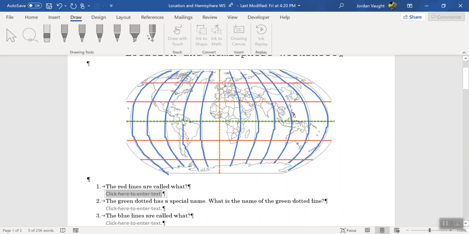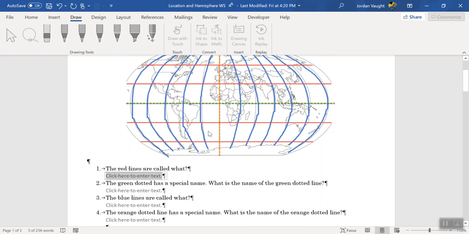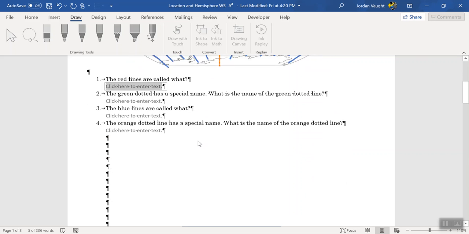So the red line here, what are these red lines called? They go across, they look flat, they run parallel with the equator. So what is that one? Then what's the green line? What is that special line right here called? Then the exact opposite, what are these blue lines called? What's that special orange line called?